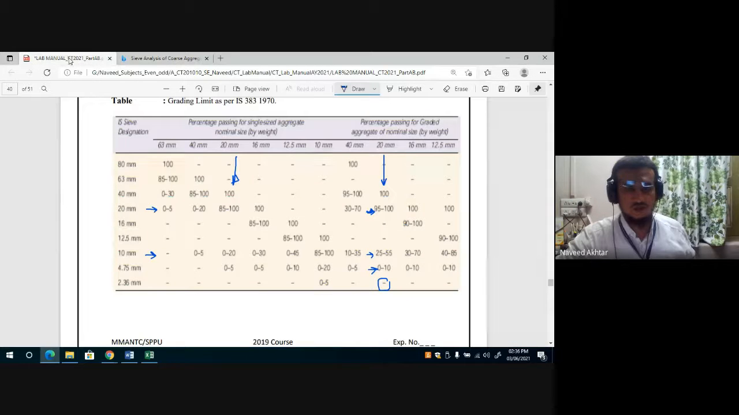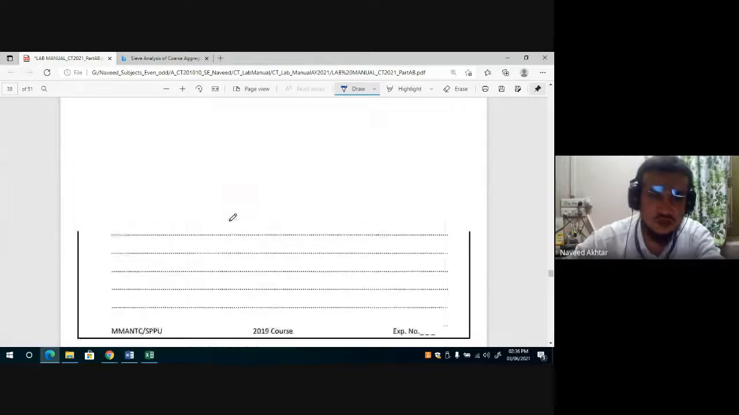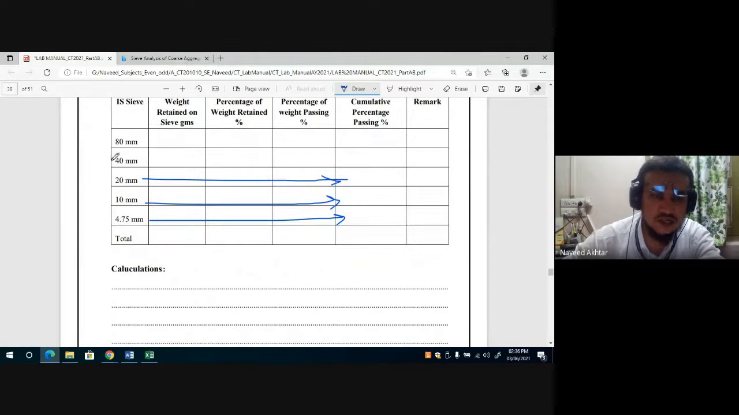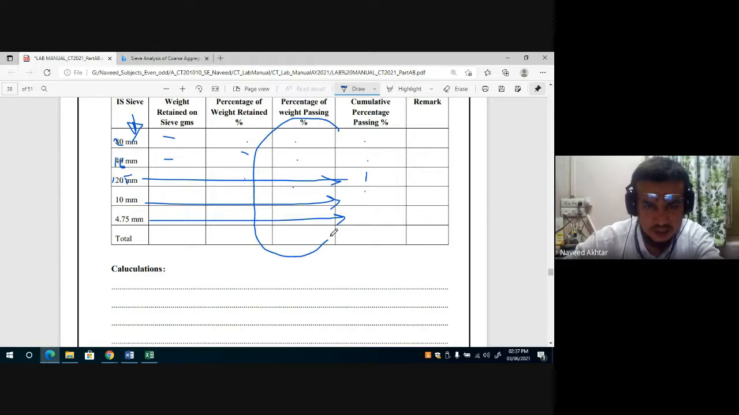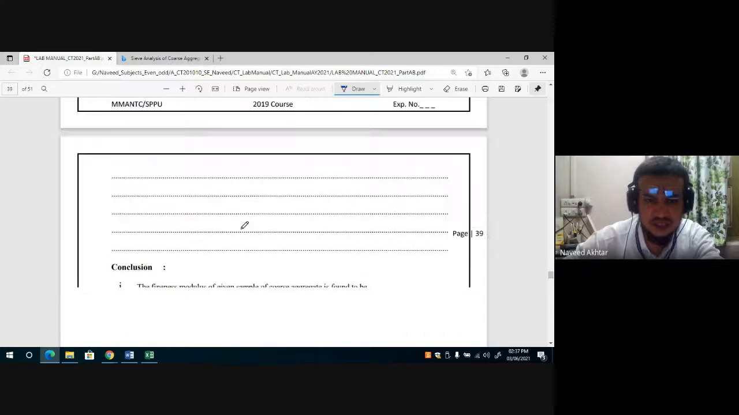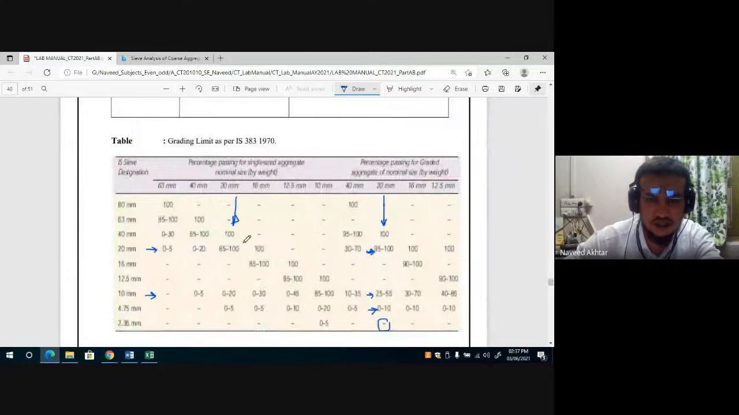Here you have to write down the 20 mm aggregate, 16 mm aggregate, 12.5 mm IS sieve sizes, and then the weight retained on each sieve. Then you find the percentage weight retained, then percentage weight passing and cumulative percentage passing, and based on this percentage passing, this column will give you whether the grading of aggregate is singly graded or well graded. You can find out from these two tables.